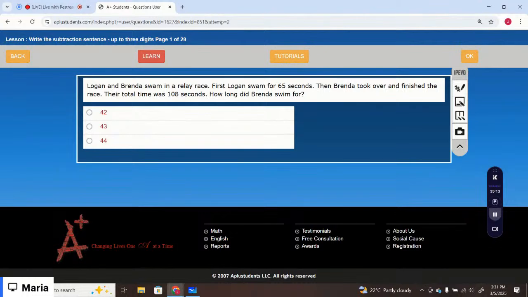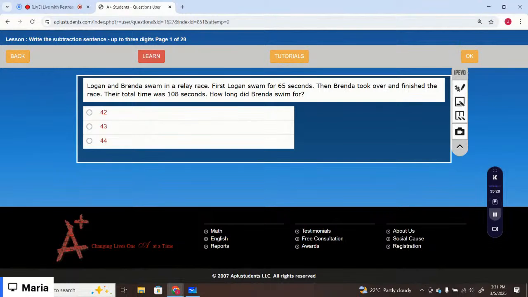Logan and Brenda are in a relay race. First, Logan swam for 65 seconds. Then Brenda took over and finished the race. Their total time was 108 seconds. How long did Brenda swim?